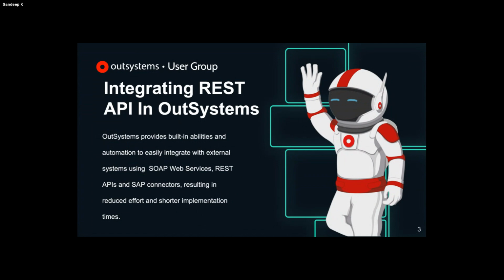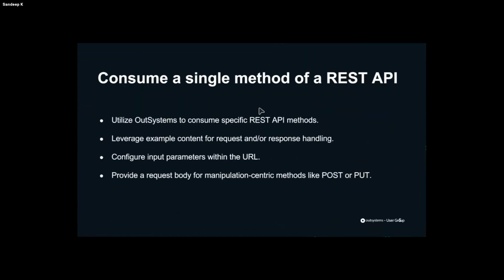Sorry. So we can integrate APIs in two methods. We will see how to consume a method in OutSystems. Either we can consume the API as a single method, or if you have a Swagger support file, we can consume all methods at once. Both are possible in OutSystems.